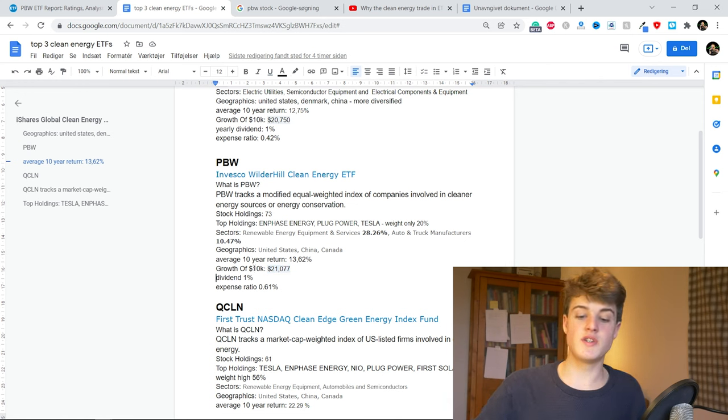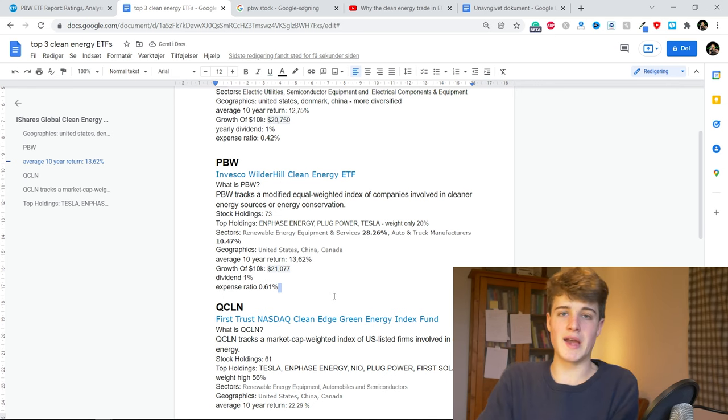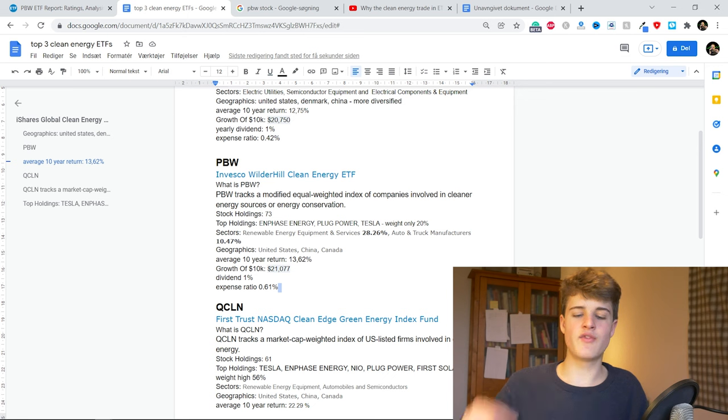The dividend of this ETF is 1%, which is not that high, because especially smaller companies maybe don't want to pay out a lot of their capital to investors at the moment. But in the future, I expect that to rise when this sector gets more established and it becomes more normal to invest in the renewable energy sector. The expense ratio, we talked about that. It is pretty high on this ETF. It is hard to find these clean energy ETFs with low expense ratios. They often have high expense ratios.